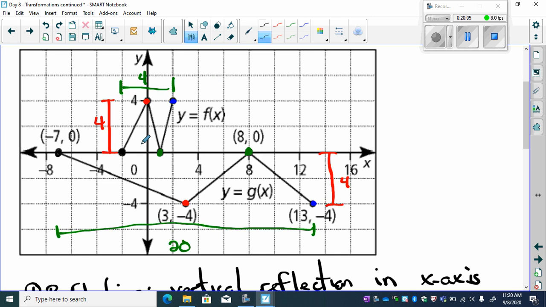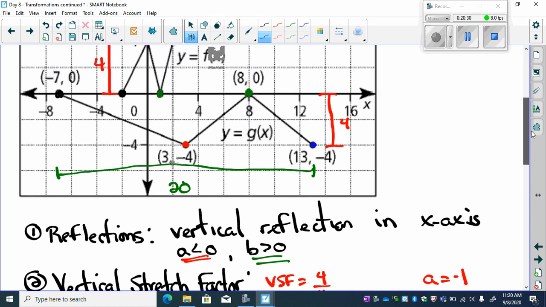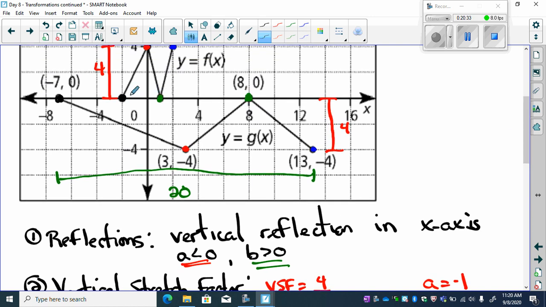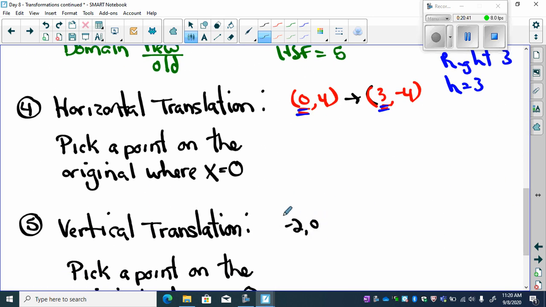For vertical translation, I want to pick a point on the original where y is 0. I could use the black point, or I could use the green point. I'll go with the black. The black point is at negative 2 comma 0. Each block is 2. It became negative 7 comma 0. Negative 2 comma 0 became negative 7 comma 0.